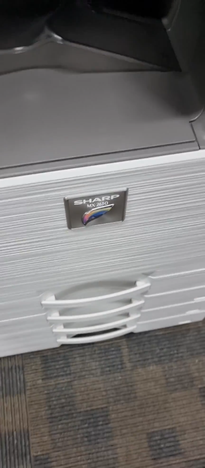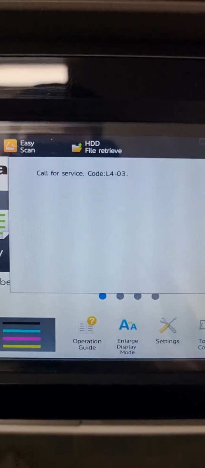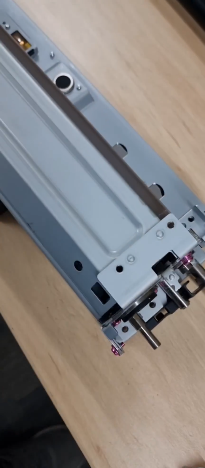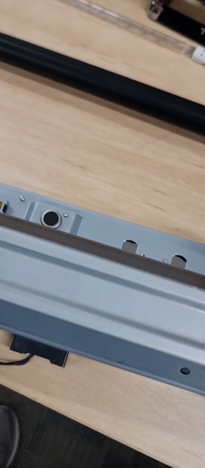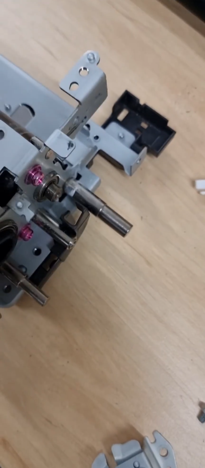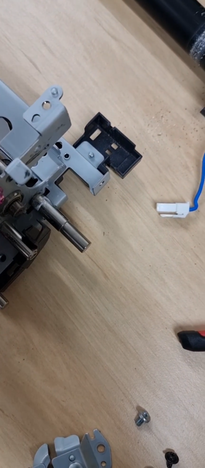Hi guys, today we've got a 2630 with the L4-03 error message. That's a message related to the fuser unit, but actually the damage is only to the belt of the fuser. What has happened is it's probably overheated, and you can't see this plastic part.